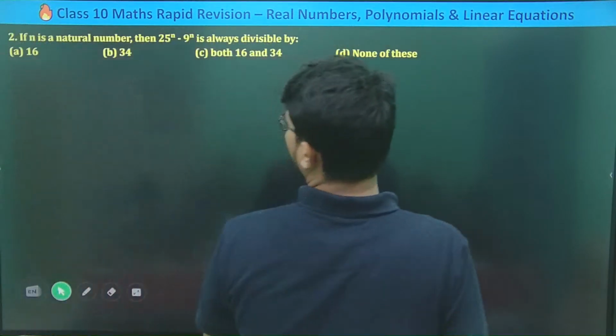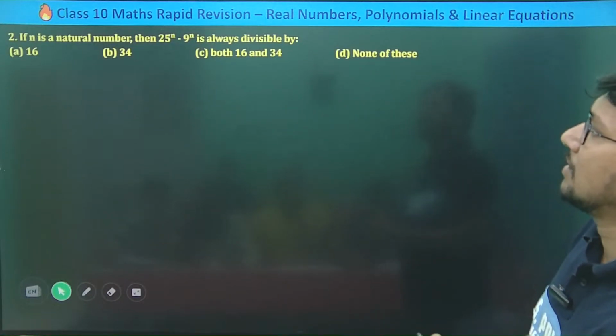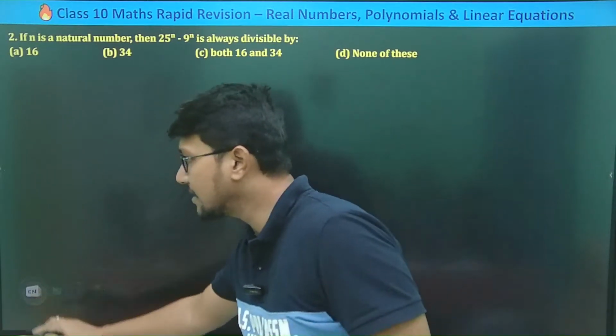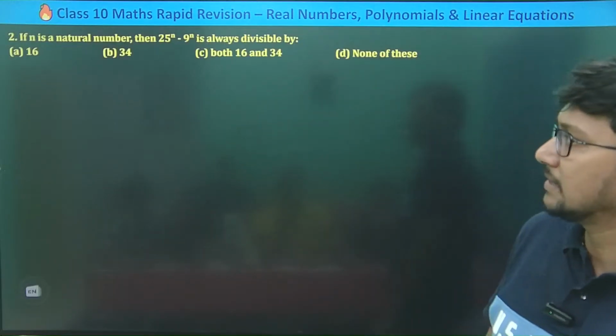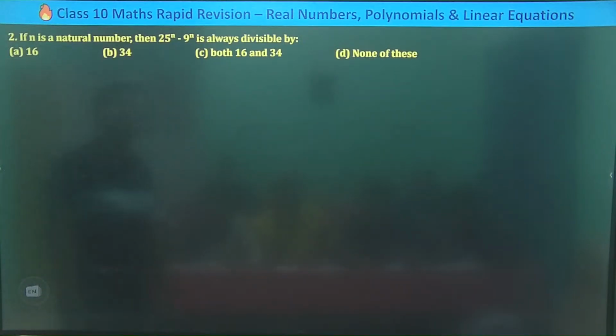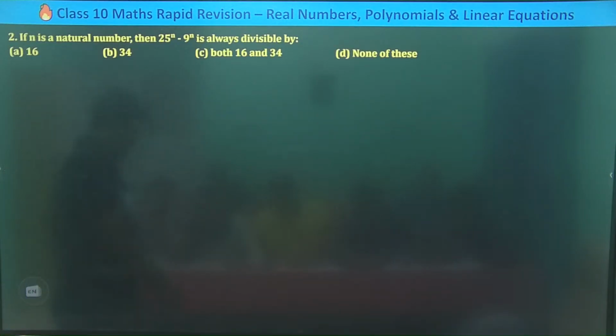If n is a natural number, then 25 to the power n minus 9 to the power n is always divisible by which one? Is it divisible by 16, by 34, both, or none of these? What are you thinking? Tell me. Check karo. Fatafat. Answer.